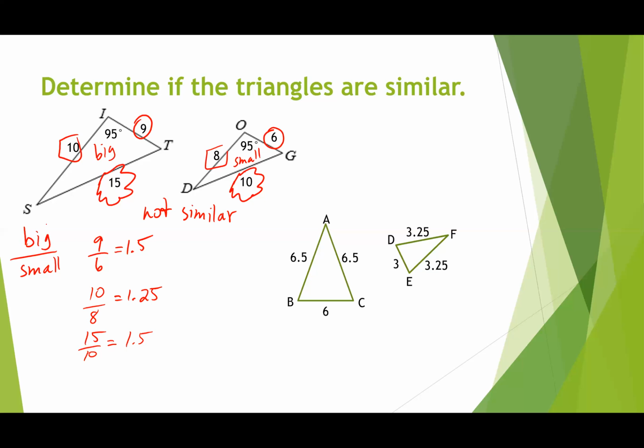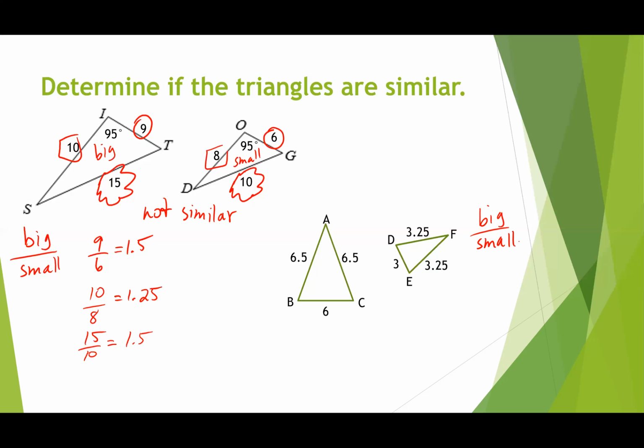And when I said big over small, you can choose to do either big over small or small over big. You just have to write the same ratio each time. You can't do big over small for one of them and then flip it and do small over big for another. If you're going to go with big over small, you have to do it for all three pairs. Okay, now let's go over here. Again, I'm just going to do big over small again.